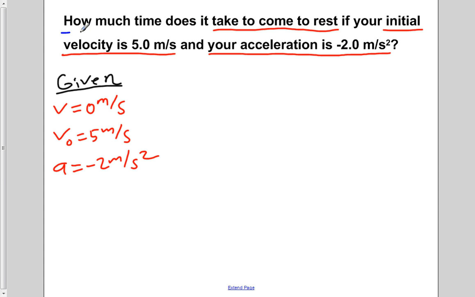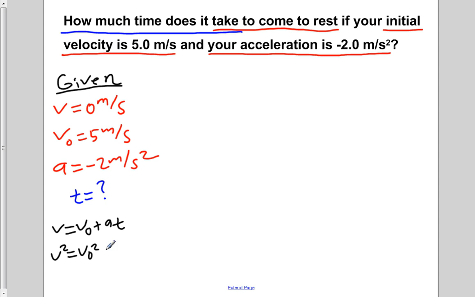Now the problem is asking for how much time does it take, so we want to solve for t. Now we have our three kinematics equations. v equals v0 plus at. v squared equals v0 squared plus 2a delta x, and x equals x0 plus v0 t plus 1/2 a t squared.